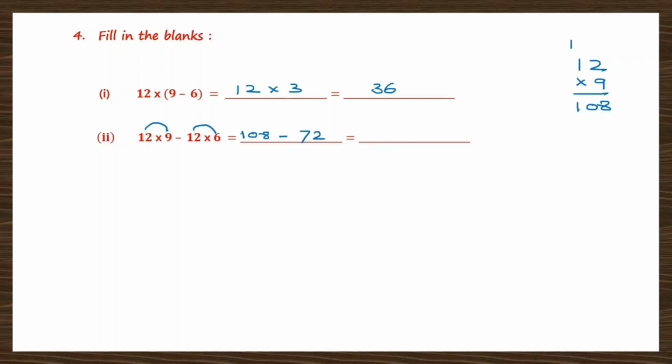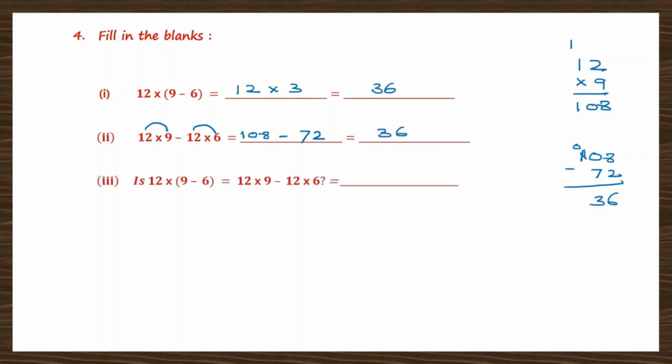Now subtract the two answers. 108 minus 72. So let's subtract these two and see what we get. 8 minus 2 is 6. Now here we need to borrow. So 10 minus 7 is 3. So here also we've got 36.